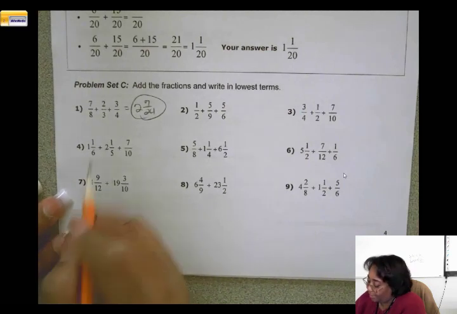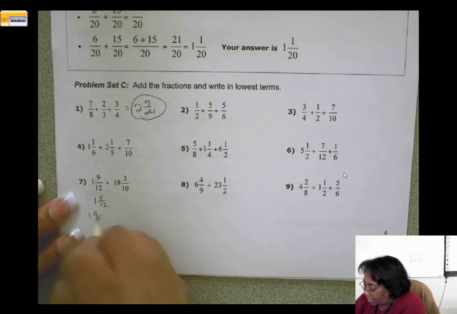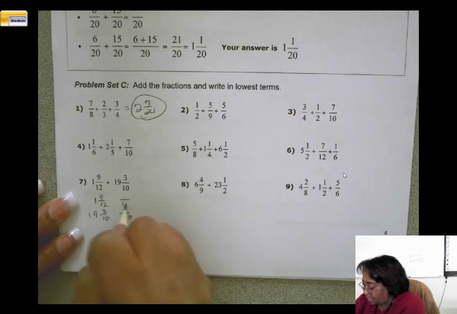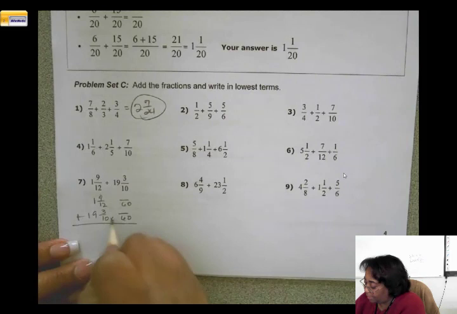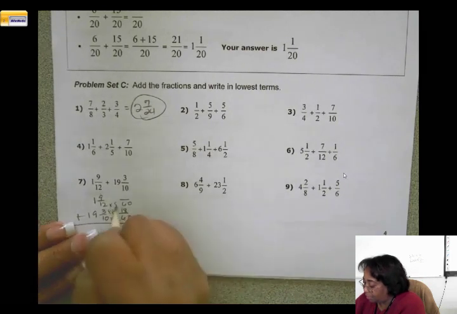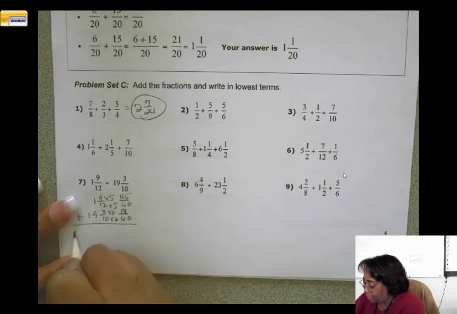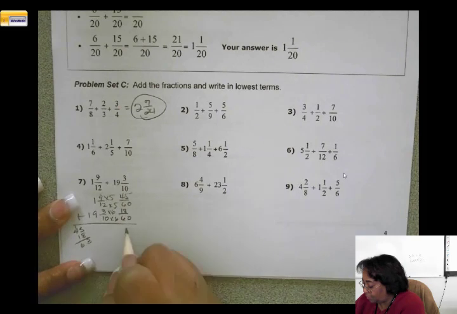60, yeah. So if my LCD is 60, I'm going to have 1 and 9/12 and 19 and 3/10. Raise both of these to 60 before I add. Here I'm going to multiply by 6, which gives me 18 over 60. Here I'm going to multiply by 5, which gives me 45 over 60. Well, 45 plus 18, 13, carry the 1, 63 over 60.